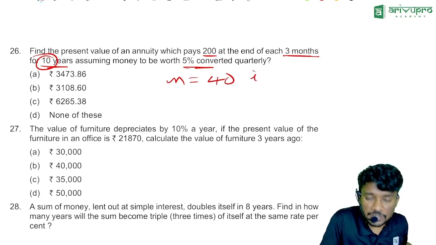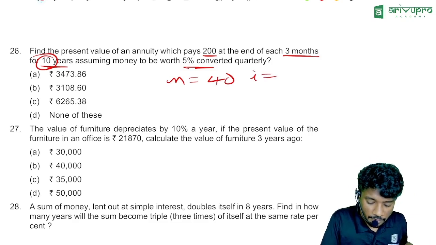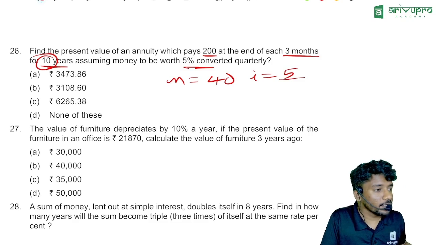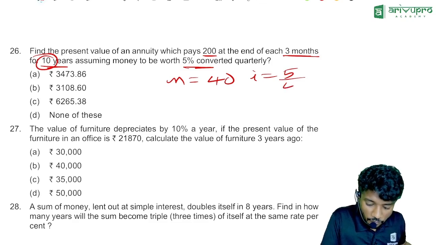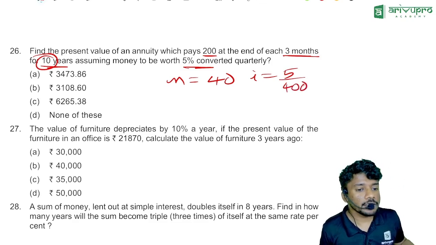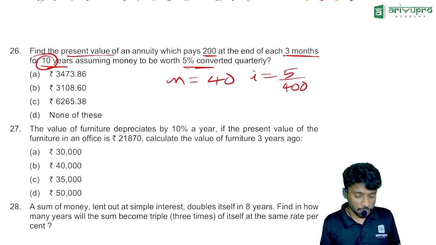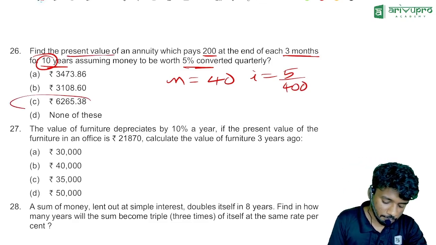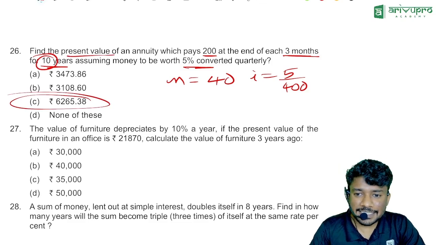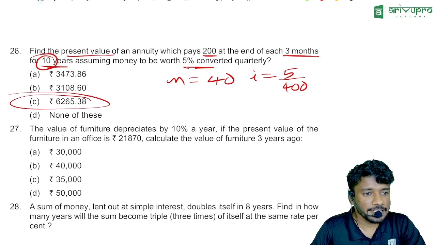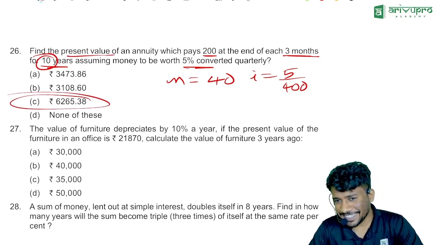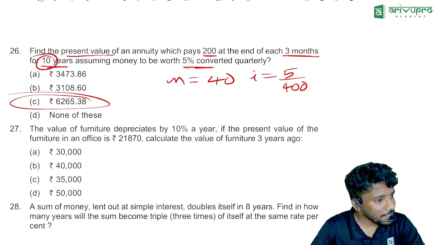Then I is how much? 5 divided by 400. Get me the answer. You will get the answer, right? Present value, find the value. 6265. Click equal to 40 times. That's what. Then click GT.